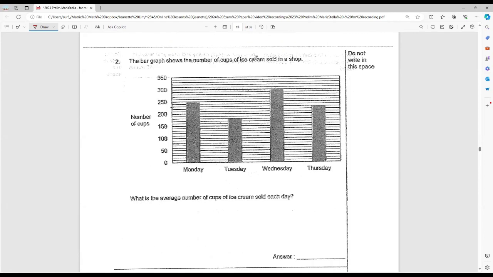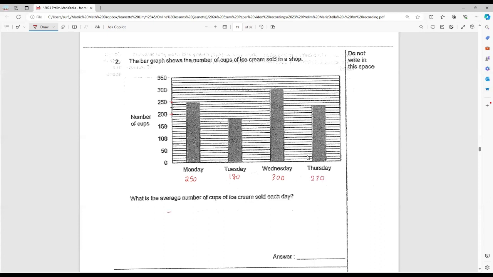Next, a bar graph shows the number of cups of ice cream sold in a shop. So for Monday, Tuesday, Wednesday, and Thursday, we are looking for the average sold each day. Okay, the average across the 4 days. So before that, let's find out what it is for each day. So for Monday it will be 250. Tuesday is 180. Wednesday 300. And Thursday is 230.